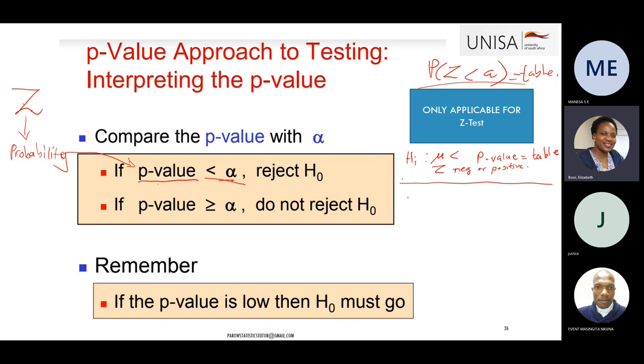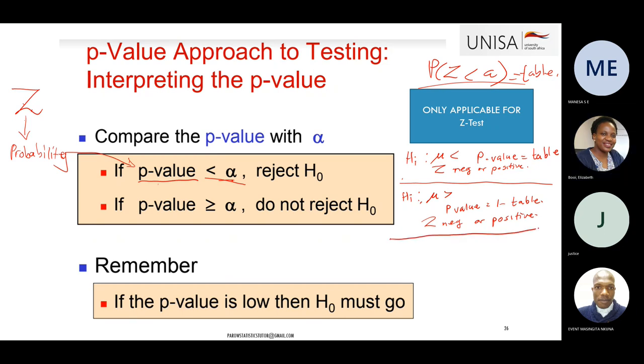Things change when the following happens. In your alternative hypothesis, your statement says it is greater than. When it's greater than, irregardless of whether you find your Z value on the negative or positive side, you're going to find your p-value by saying 1 minus the value on the table. Irregardless of whether Z is negative or positive, you're going to say 1 minus the value you find on the table.